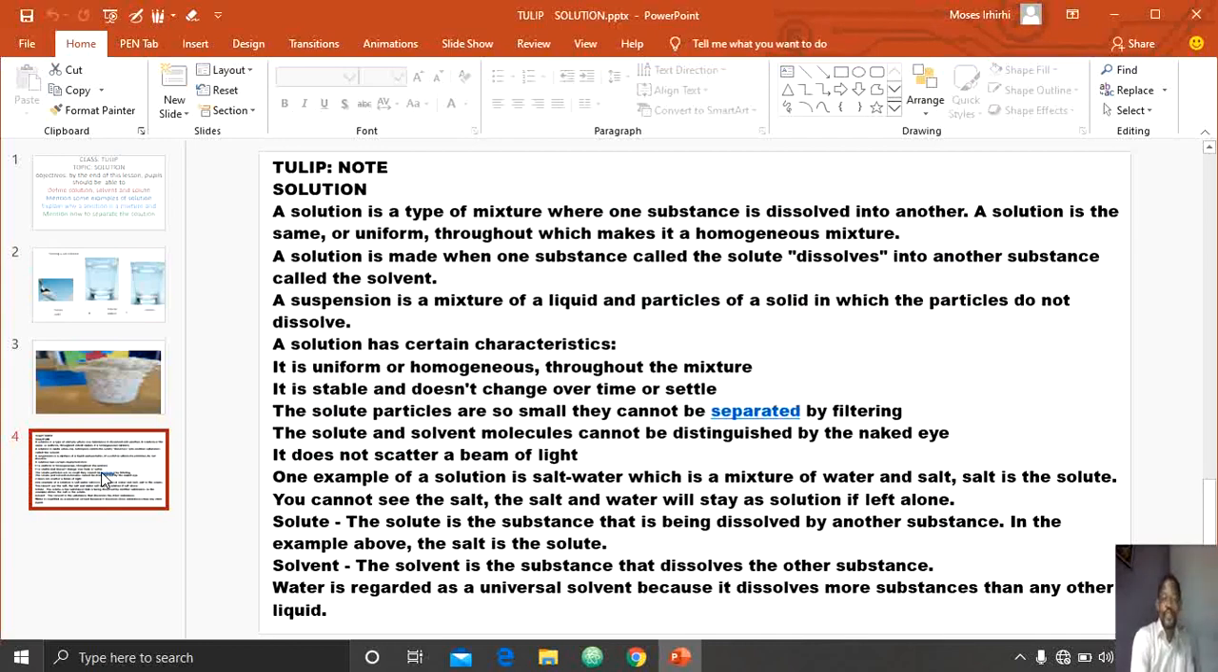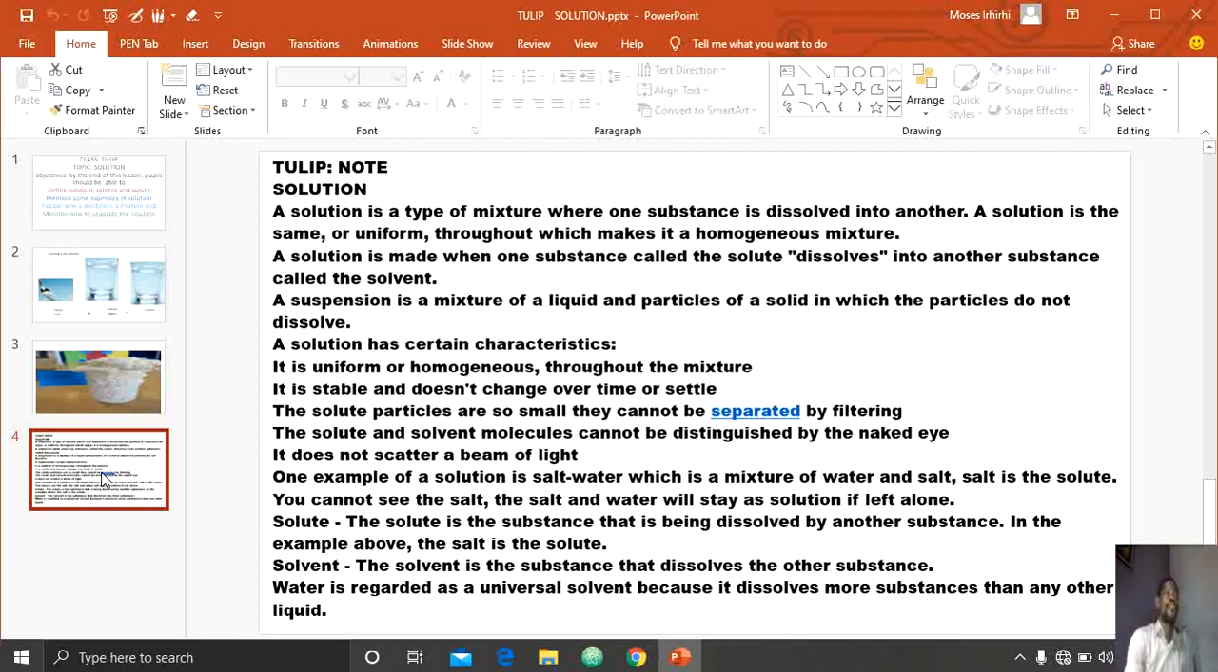It is called suspension. It is also a mixture, but in it you will see some particles of the solute, which is a solid, okay, and it is not completely dissolved. Solution has special characteristics, and these are: it is uniform or homogeneous throughout.